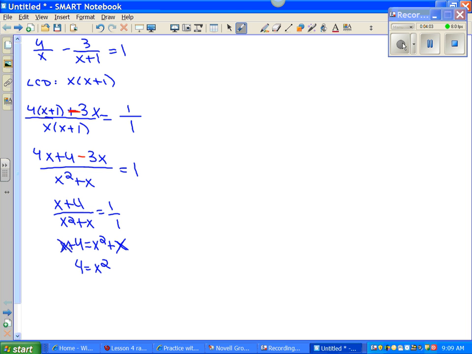Now what? How do I get rid of a squared? Good, square root, right? So the square root of 4 equals the square root of x squared. What's the square root of x squared? What's the square root of 4? Careful. What's the square root of 4? It's both 2 and negative 2, because what's negative 2 squared? 4. What's 2 squared? 4. So you have to have both solutions.